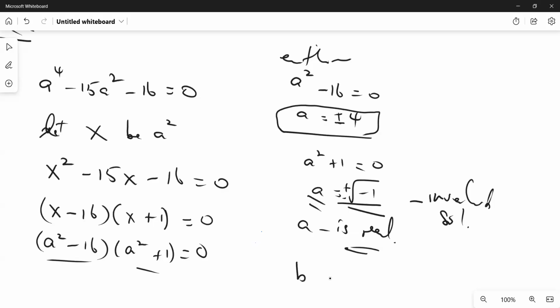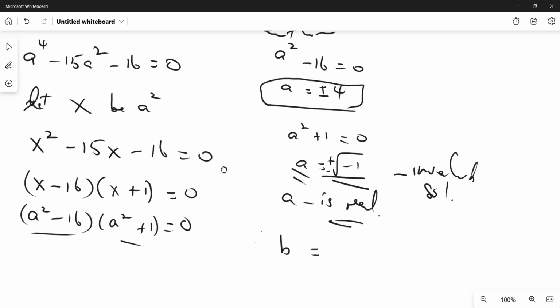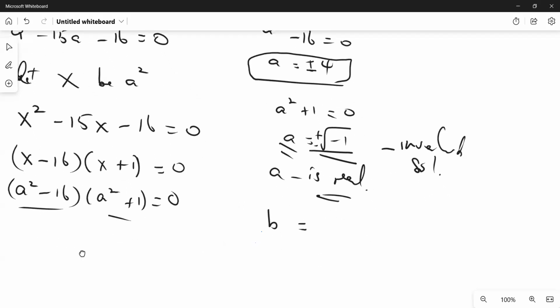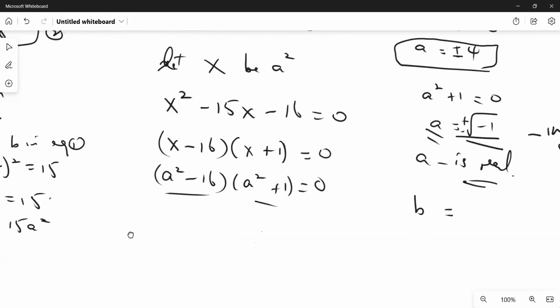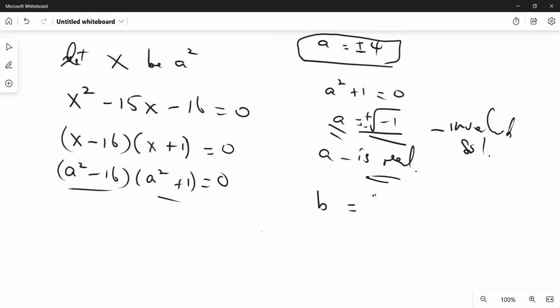B is equal to, yeah. What did we have B equal to? 4 over A, right? 4 over A.